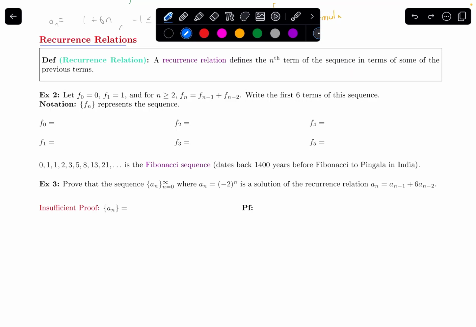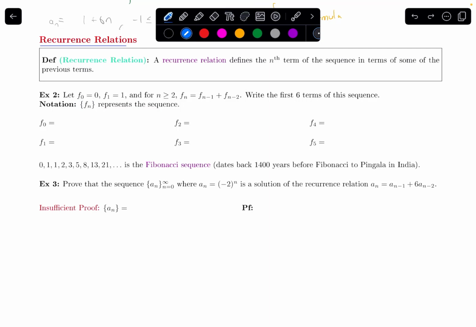I'm going to let f(0) be 0, f(1) be 1, and for n greater than or equal to 2, f(n) equals f(n-1) plus f(n-2). So that means f(n) will be equal to these two previous terms added together. And I want to write the first 6 terms of the sequence. First, a bit of notation. If I write f(n) within curly brackets like this, that's just the notation that indicates the sequence.